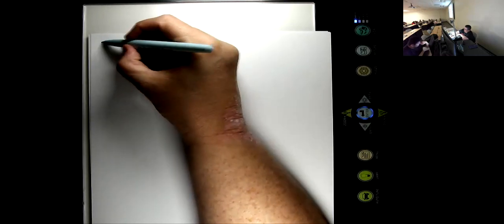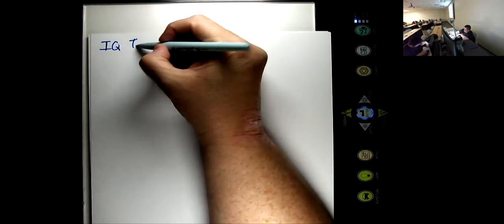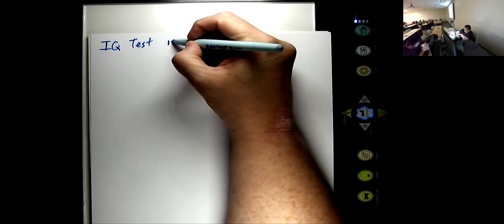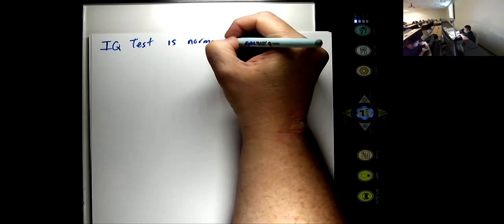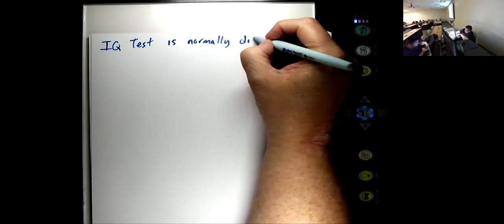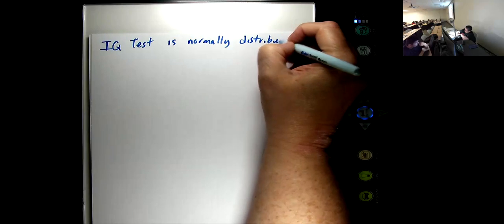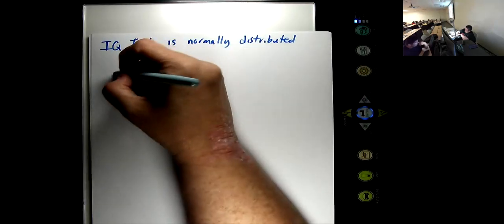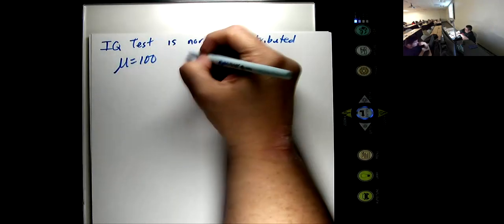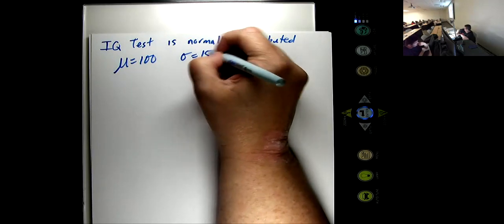Let's look at an example. We've looked at the IQ test before, talked about it before. IQ test is normally distributed. It has a mean of 100 for the population and a standard deviation of 15.